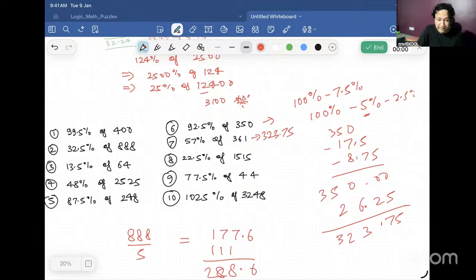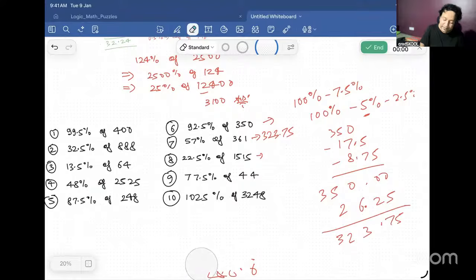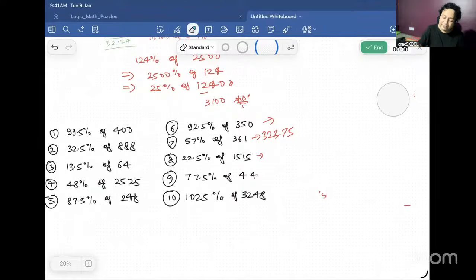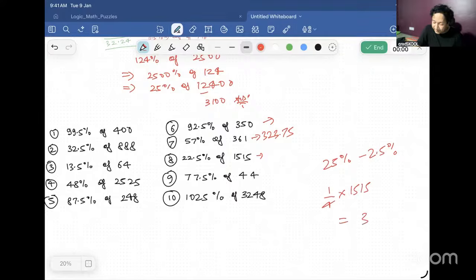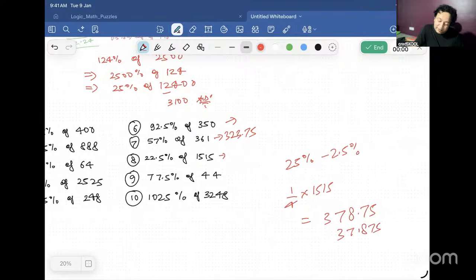Right. Coming to next one, 22.5% of 1515. I'm gonna erase everything else. 22.5 is 25 minus 2.5. Right, 25% minus 2.5%. So 25% is 1 by 4. We know that. So 1 by 4 of 1515 is what we need to calculate. That'll be 4 3s are 12. 3 gaya, 4 7s are 28. 3 gaya, 4 8s are 32. 378.75 is what I get. And 2.5% will be 1 point और लगा दो. So you will get 37.875. All right. You need to subtract it and get the answer.